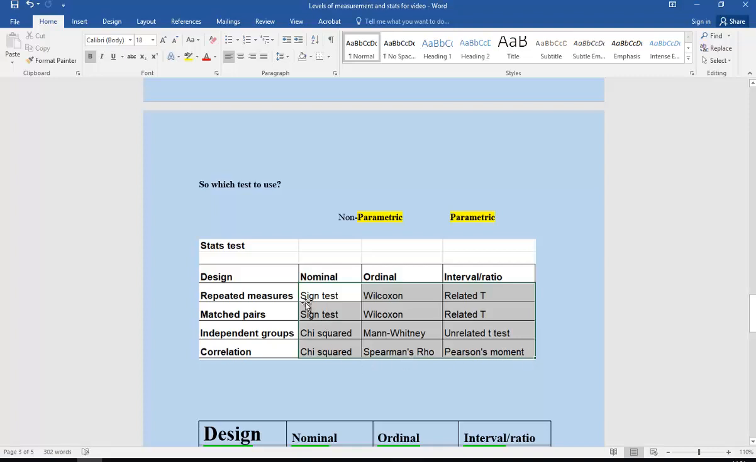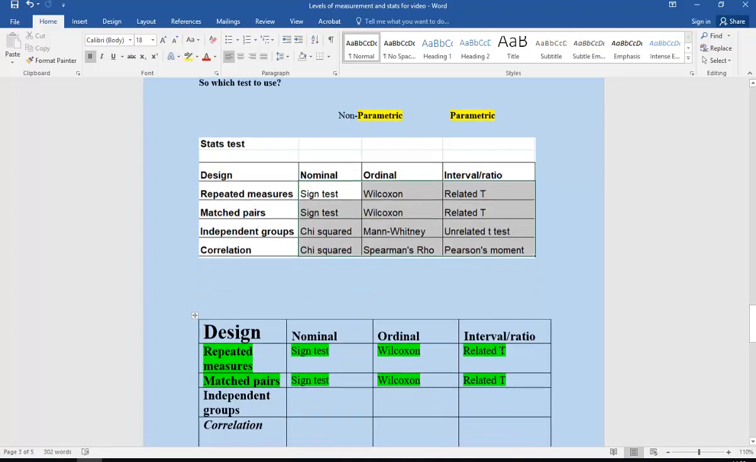I'll show you this in a minute. So we know the designs, we know nominal, ordinal, interval. The only way we can use parametric tests, which are our most robust and sensitive tests, is if we have interval ratio data. There are other requirements, but that's the most important one, and I can deal with those in another video. So parametric tests are just these ones here. All of these are what we call non-parametric.